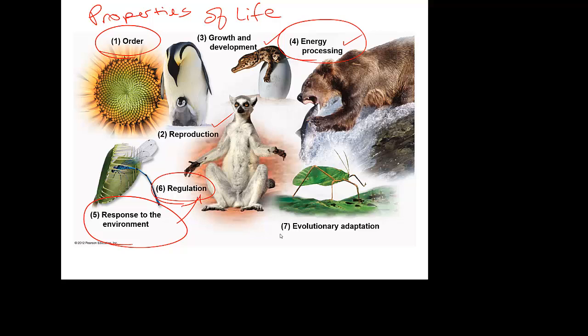And then eventually we'll get into this idea of evolutionary adaptation, or something we'll refer to later as natural selection. So we'll look at how particular characteristics that you have might be beneficial to your offspring, and how you would pass those on to your offspring to give them an advantage.